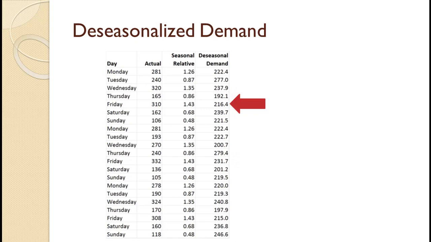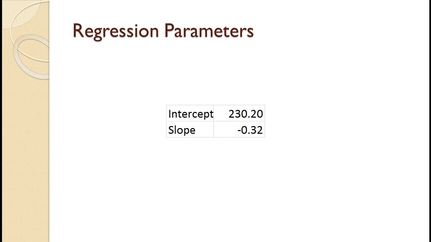310 divided by 1.43 equals 216.4. The rest are, of course, calculated the same way. Now that we have the deseasonalized demand, the next step is to find the simple regression parameters. Those are an intercept of 230.20 and a slope of negative 0.32.